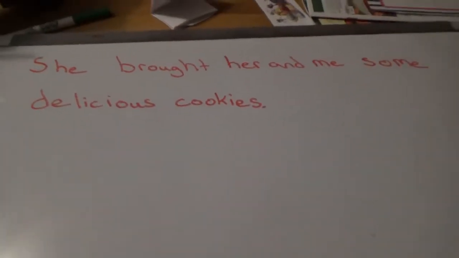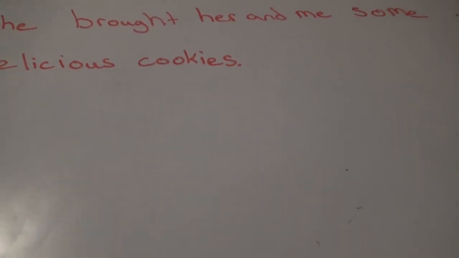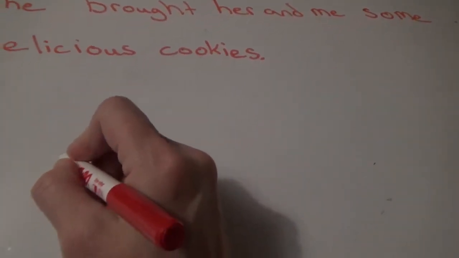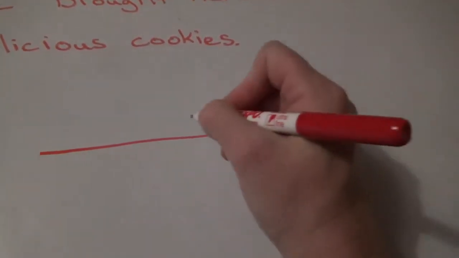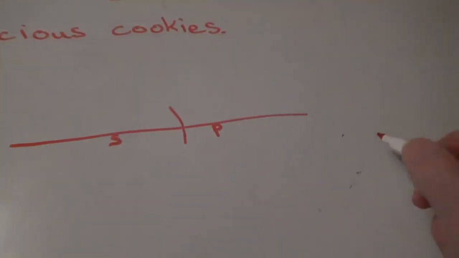So the first step is to identify any prepositional phrases. That's always the first step. There are no prepositions in this sentence, so we can move on. And we're going to go ahead and find our subject and our predicate.